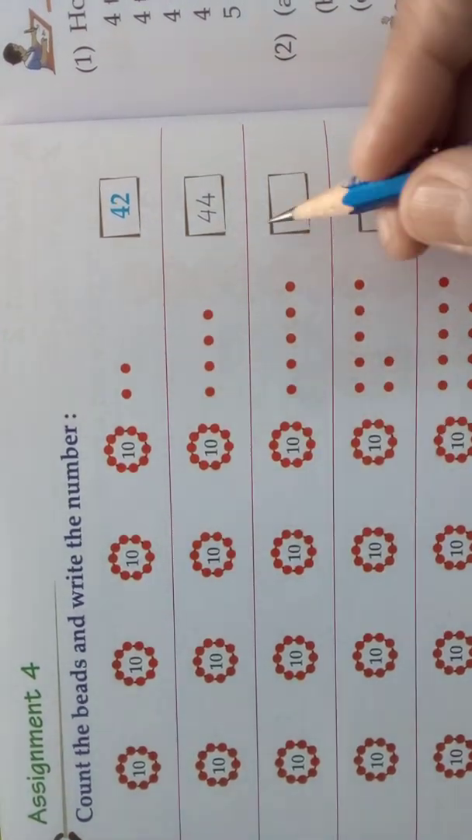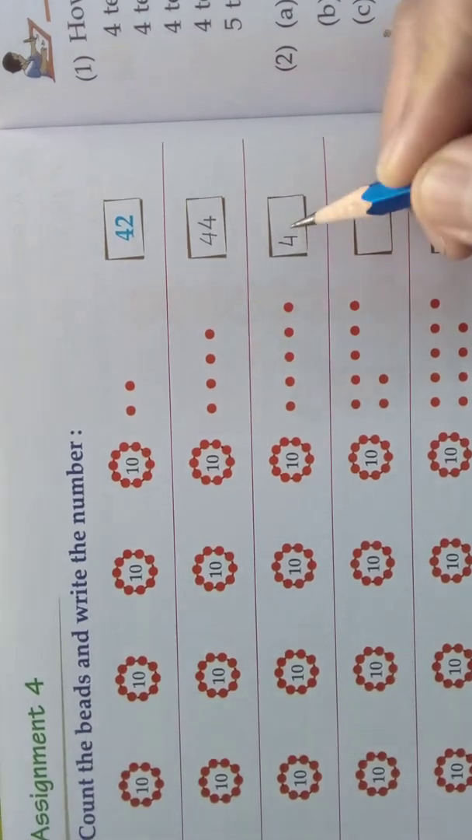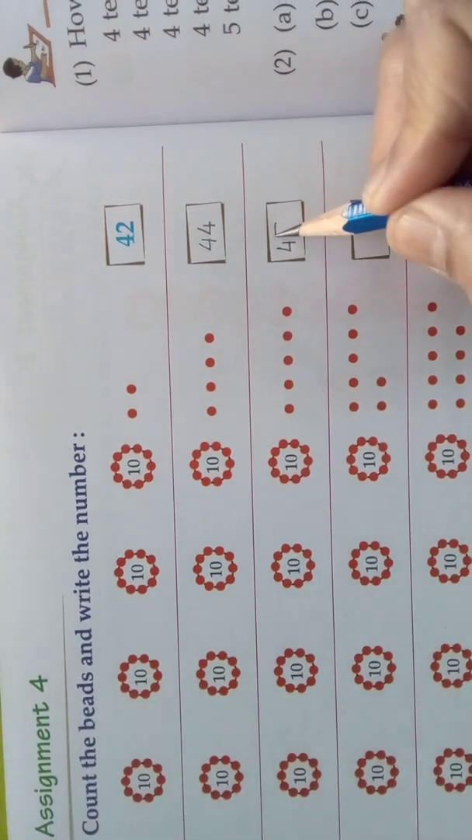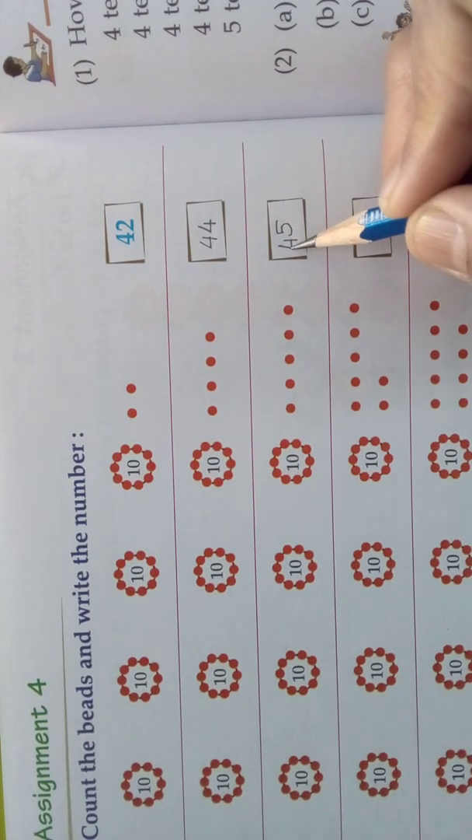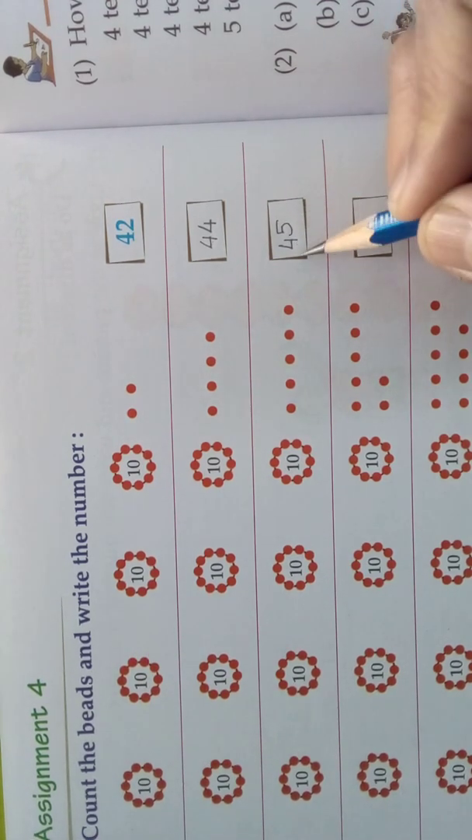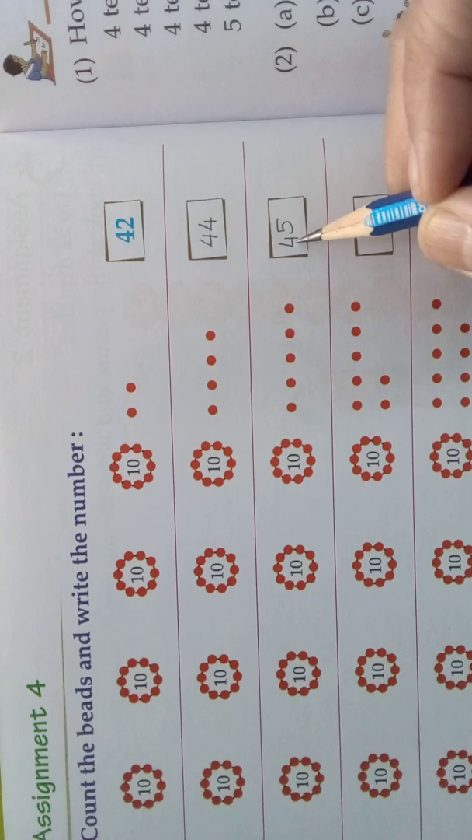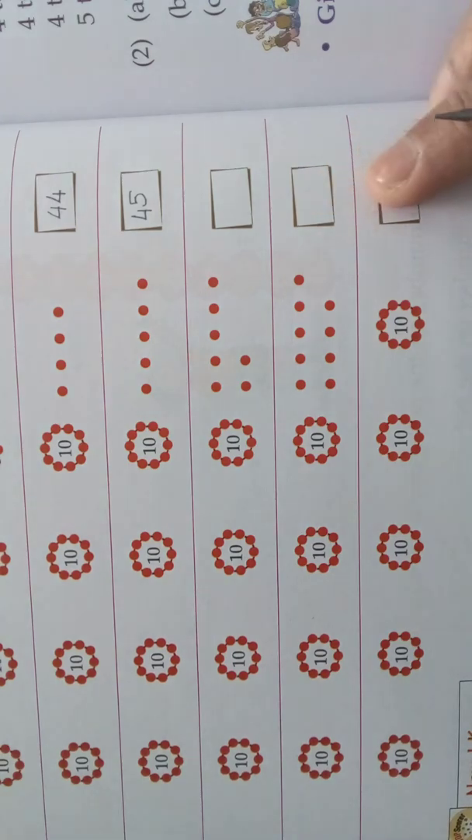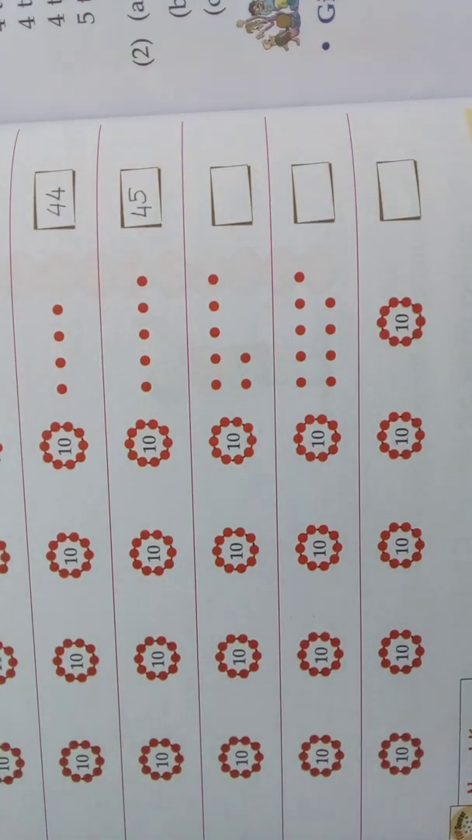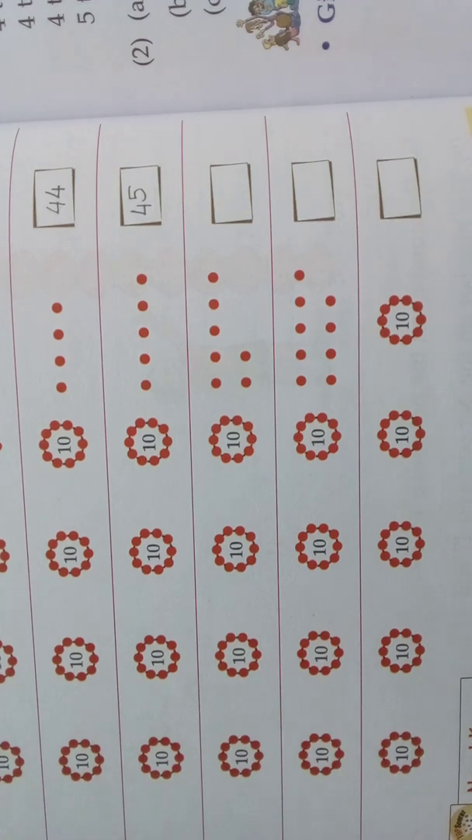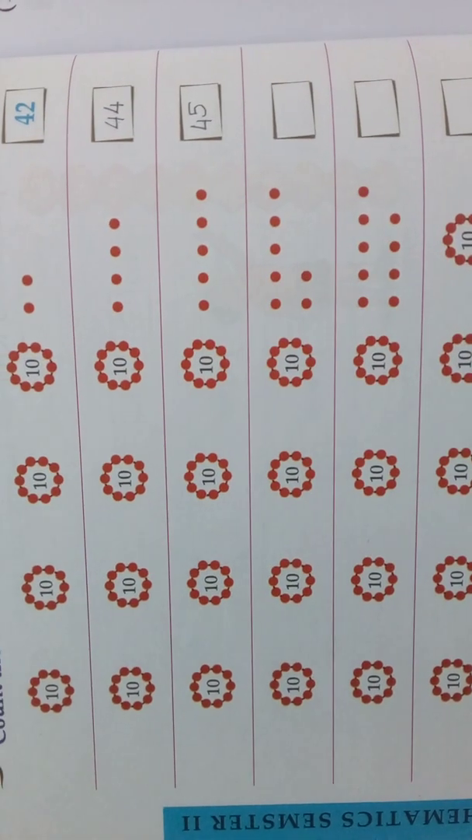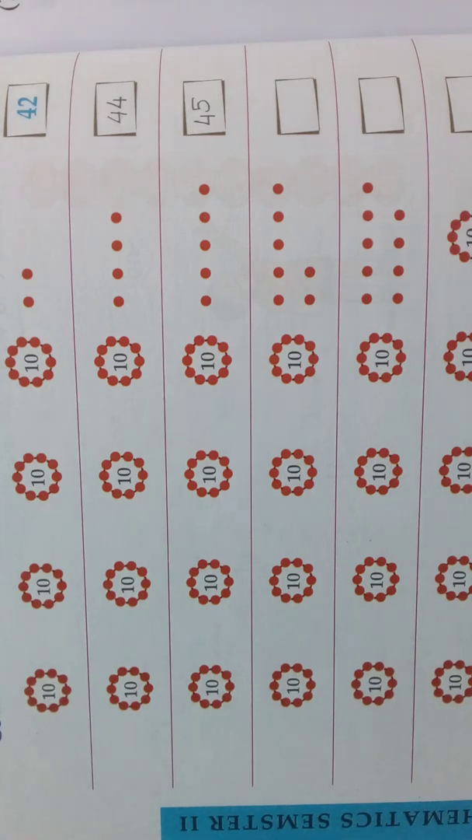How many tens are there here? 4 tens, that you write in tens place. How many ones are there? 1, 2, 3, 4, 5. 5 ones are there, that you write in ones place. So, 4 tens and 5 ones makes, what's the number here? 45. Okay, 45. Understood, children? So, in this way, you should do the remaining sums. Okay. So, count the beads carefully, then only you will get the correct number. Understood? Okay, children. So, do it in this way.